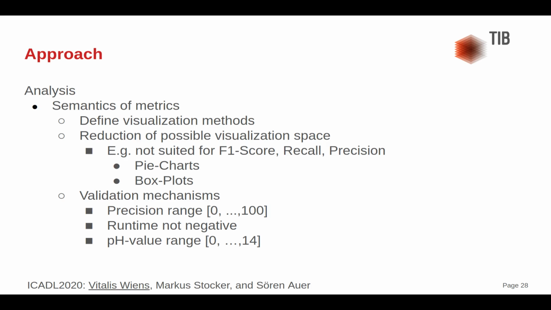Furthermore, the semantics of metrics enable validation mechanisms. For example, runtime cannot be a negative number. Percentage for the metrics in our example should be in the range between 0 and 100, and more, the pH value used in descriptions of chemical materials should be in the correct range.